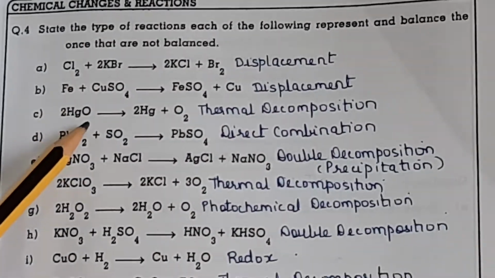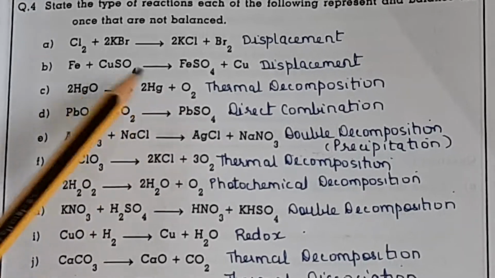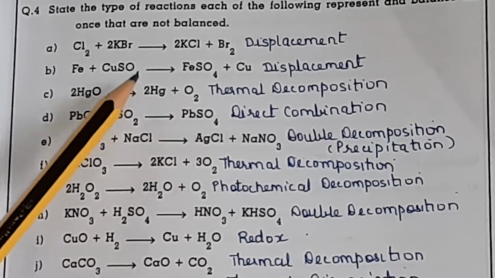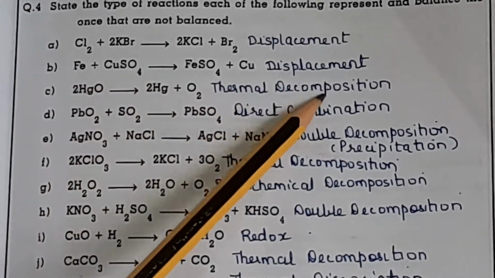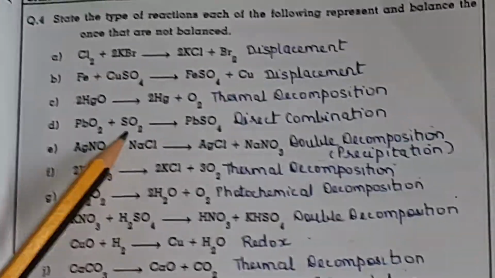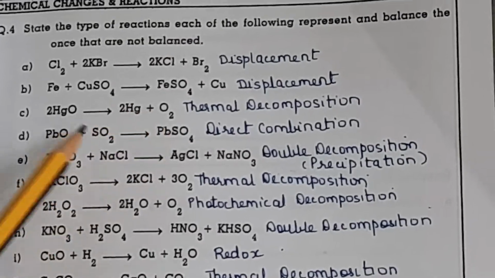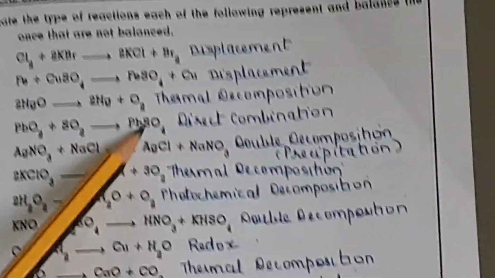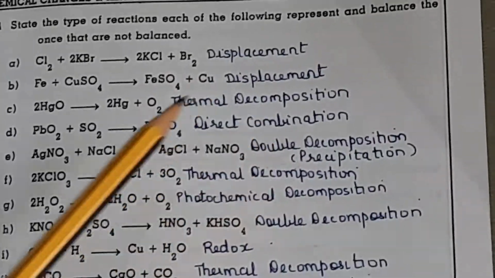Next 2HgO giving you 2Hg plus O2. Now purposely heat won't be written here. You have to remember this. Okay. This is a thermal decomposition reaction. Then next PbO2 plus SO2. Two reactants giving you single product. So direct combination reaction.